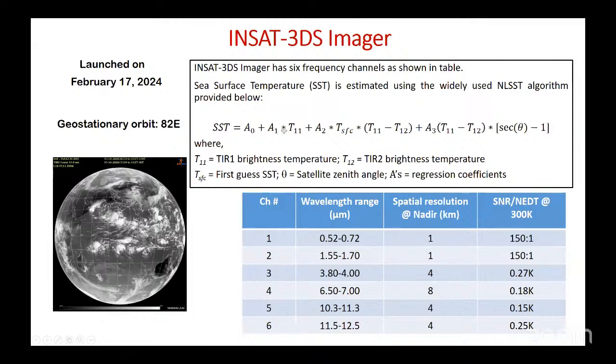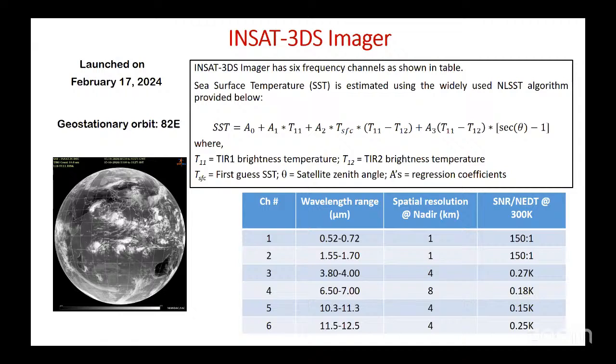And the algorithm which we have is a standard non-linear SST algorithm, and this SST equation is shown here. We are only utilizing right now the thermal split window channels TIR1 and TIR2. In future we would like to include an MIR channel also, because in 3D and 3DR we were facing a little problem, but now we are sure that we will be able to include that as well for night time. But so far the satellite is not made operational.